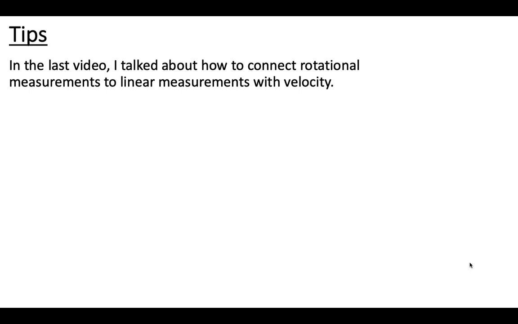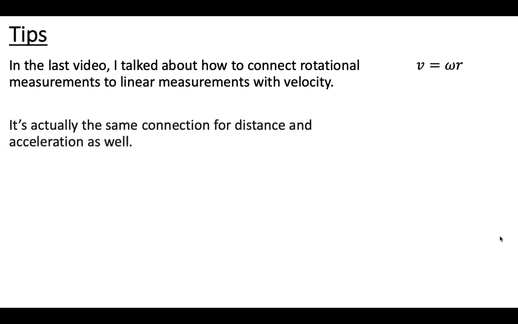All right, a couple quick tips. In the last video, I talked about how to connect rotational measurements to linear measurements with velocity. There was an equation in that video where v equals omega r. Your regular velocity is equal to your circular velocity multiplied by r, the radius of your circular motion. It's actually the same connection for acceleration as well. I can get regular acceleration by taking my alpha, my circular acceleration, times r, the radius of the circular motion. Go back and forth between these two pretty quickly.